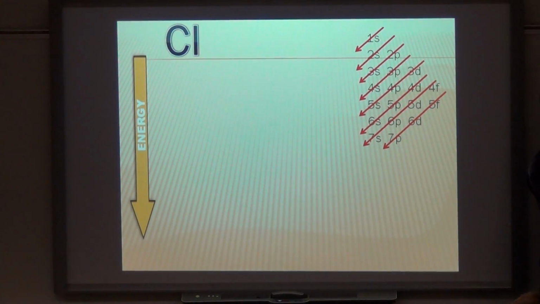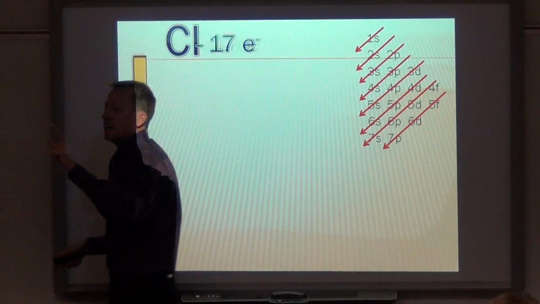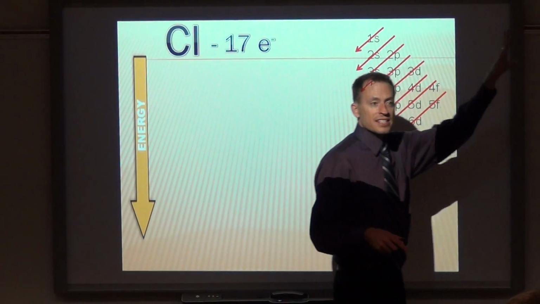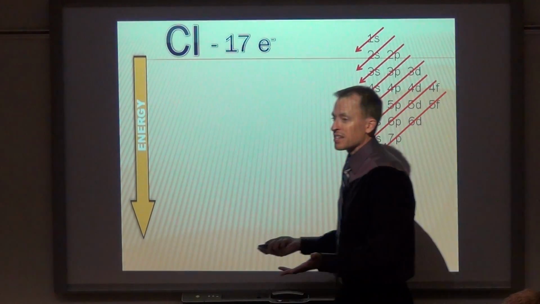So, Cl. How many electrons do I need? 17. If it was Cl minus, how many would it be? If it was Cl minus, it would be 18, because negatives mean I have more electrons. If it's Cl plus, I'd have 16. Very important to know. So, I have to place 17.